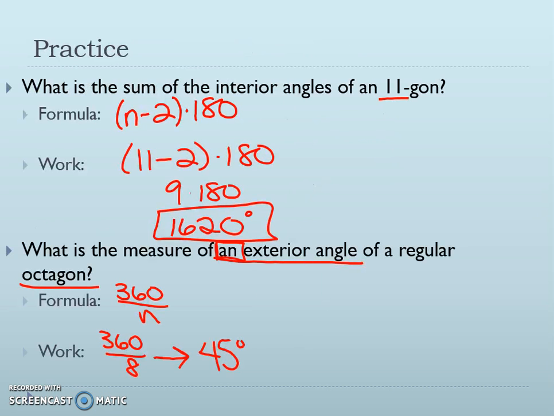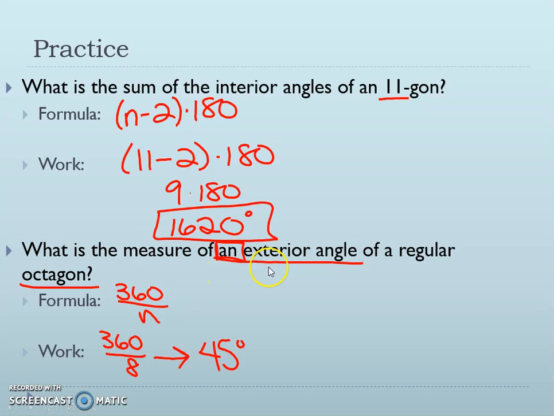So why don't we do the sum practice? What is the sum of the interior angles of an 11-gon? Here we're going to use this formula. You're going to write the formula: (n minus 2) times 180. That is the formula. So 11 minus 2 is 9. 9 times 180 is 1620. Use a calculator for that. This is the sum of all the interior angles inside of an 11-gon.